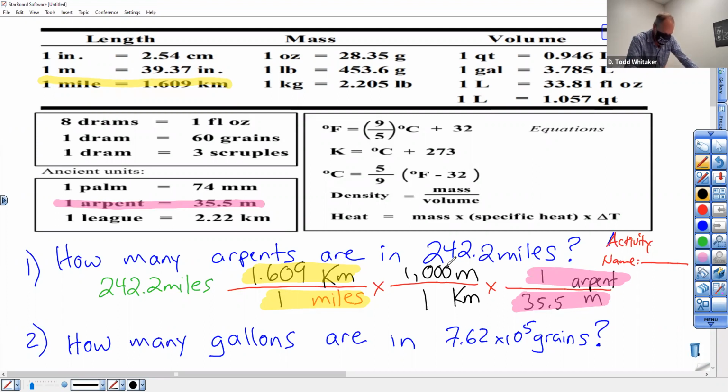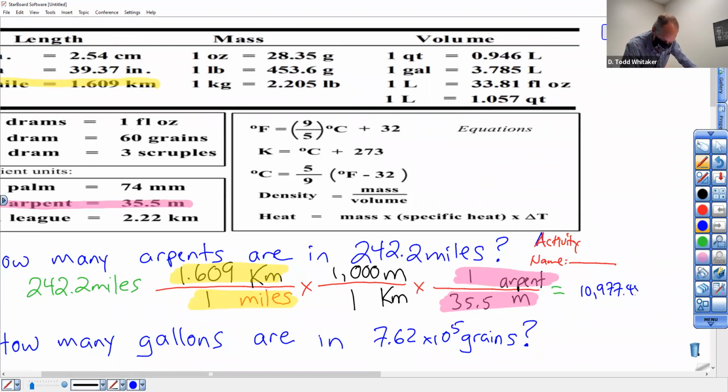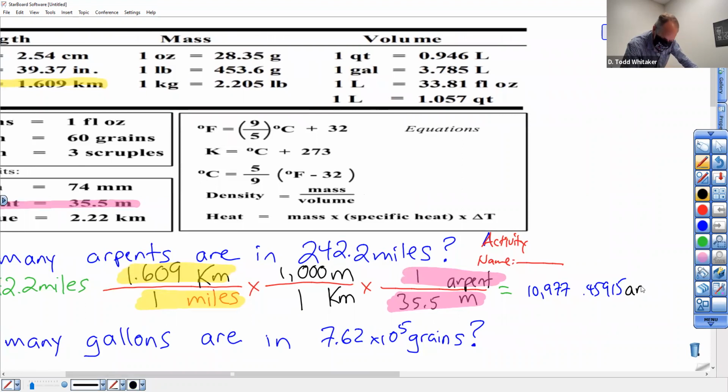And then once again, there's only one thing in the denominator if you look at it. So you don't have to group all the things in the denominator, like I said. And does somebody have an answer for me? 10,977.45. And the units are now arpents. It moved my decimal over because it tortures me like that all the time.